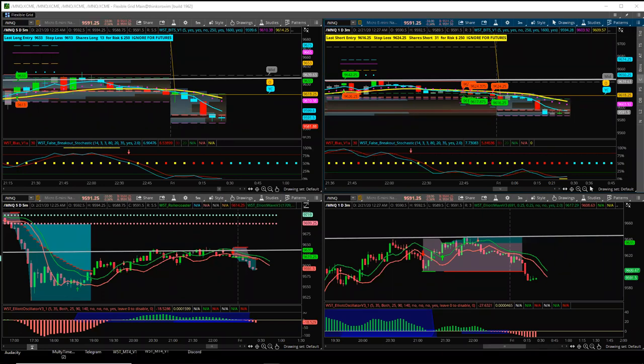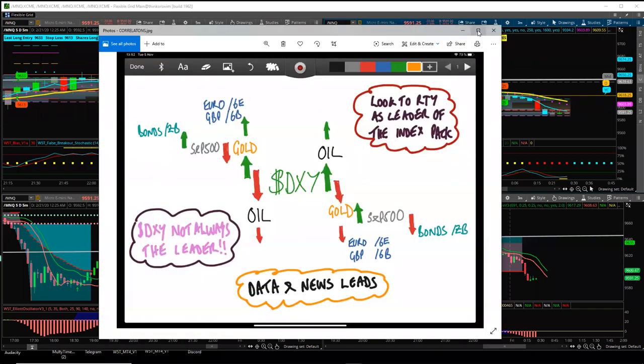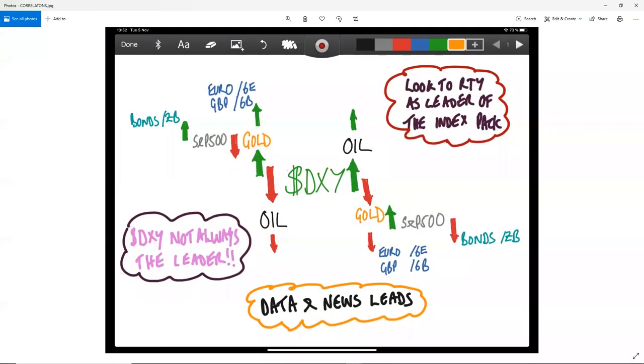Okay, move that out of the way. I just want to go over correlations, okay? These are important to me. I'm just going to close this other chart down to the right because it's really annoying me, because the data's changed there. So these are the main correlations that I look at.